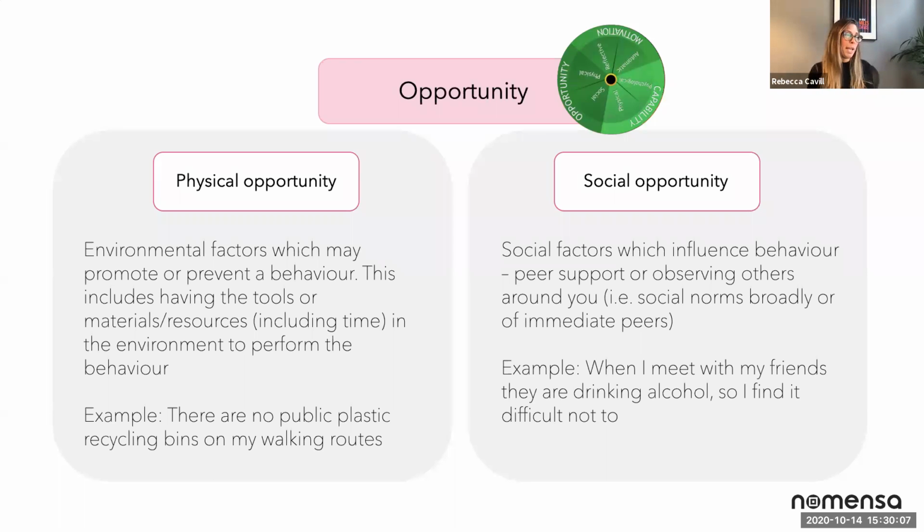Social opportunity is social factors which influence behaviour. Peer support, observing others around you, and social norms play a massive role in this. An example is that when I meet my friends, if they're drinking alcohol, I would find it really difficult not to.